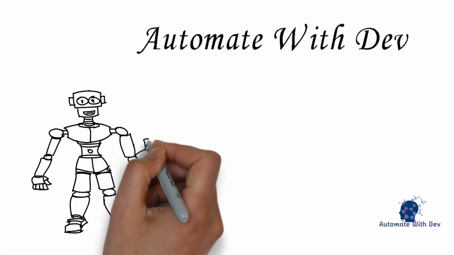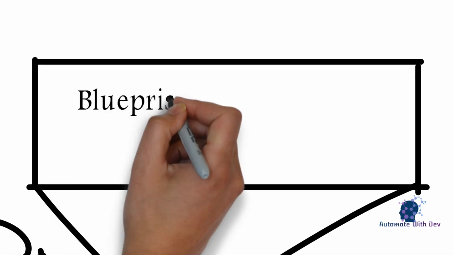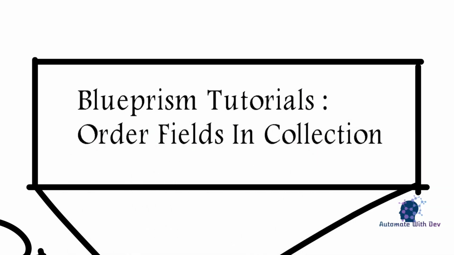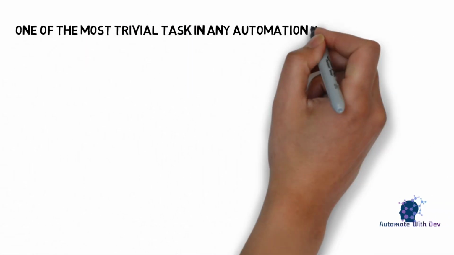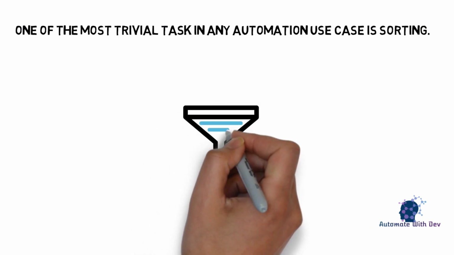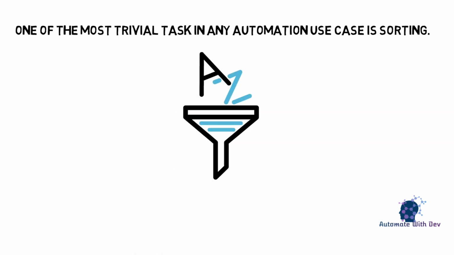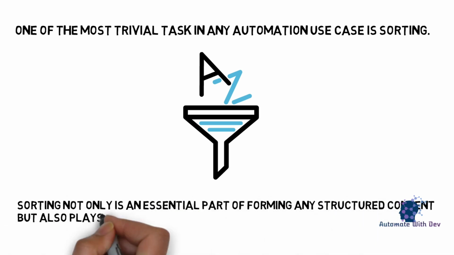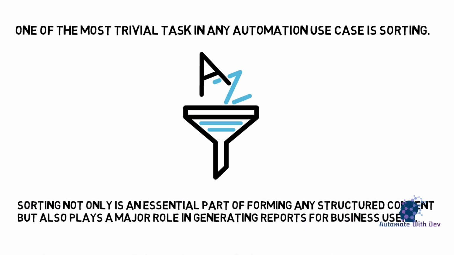So today we are going to see another tutorial on Blue Prism, that is order fields in collection. As you all might be aware, one of the most trivial tasks in any automation use case is sorting. Sorting is not only an essential part of forming any structured content but also plays a major role in generating reports for business users.